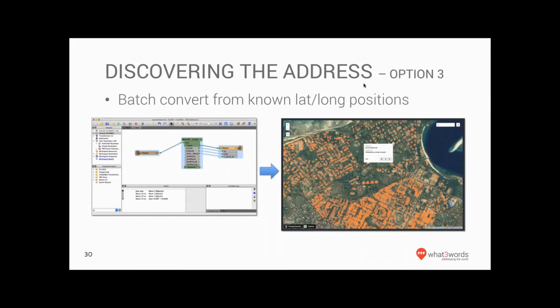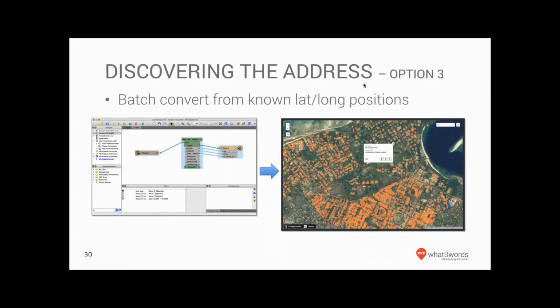Also, there are batch converters available. Some of you may be familiar with Safe Software and their product FME. That now supports what3words. So you can do batch conversions if you have large files of lat longs and you'd like to do a mass discovery of 3 word addresses. That's exactly what this slide is showing.